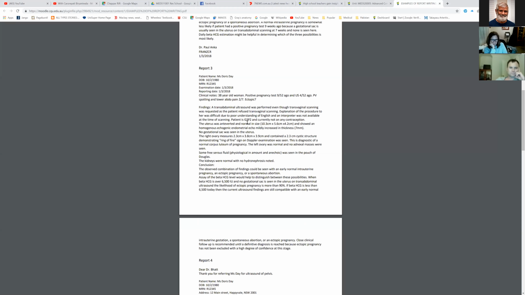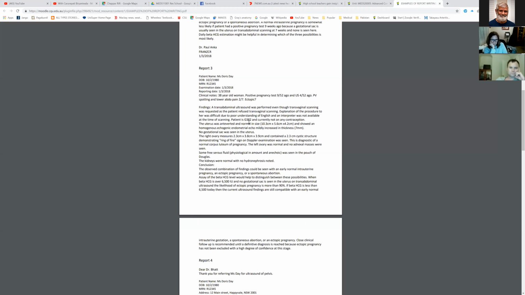The patient is gravida 3 para 2, which means that she has 2 live babies from 2 previous pregnancies, and this is the 3rd pregnancy. And currently not on any contraception. So that is added information. Just a little bit of added information, but it doesn't really say a lot about what's happening with the patient.